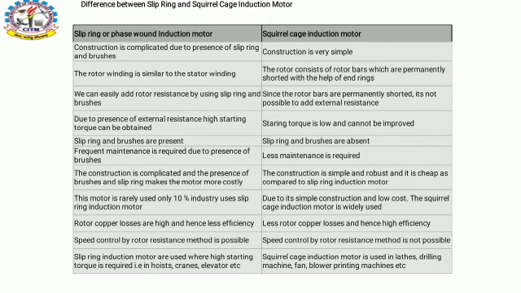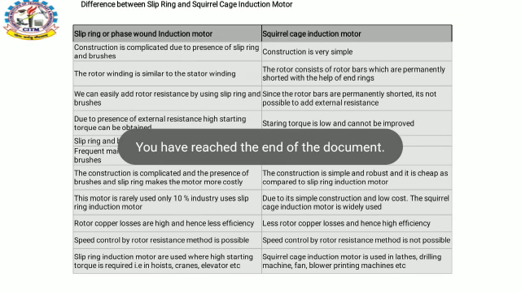There are some differences between slip ring and squirrel cage induction motor as shown in the given slide. Construction base, working principle, starting base, these are the further differences between these two motors.